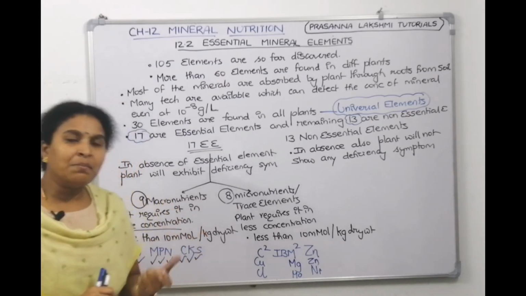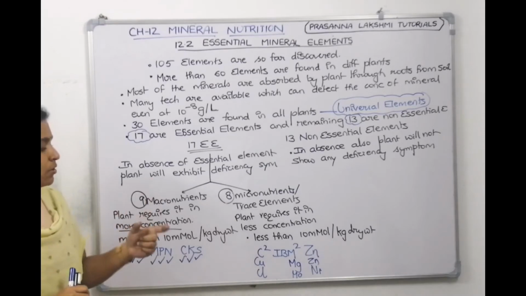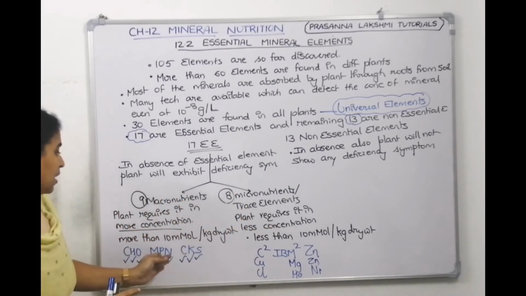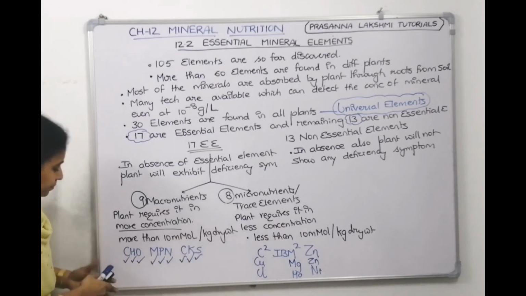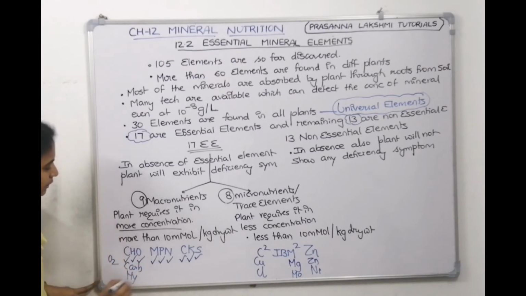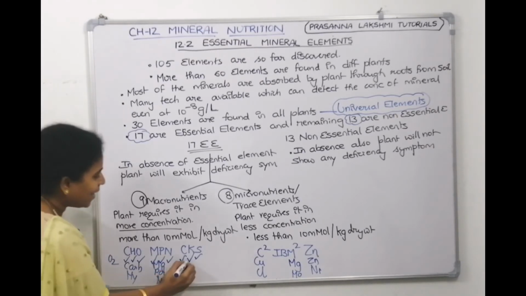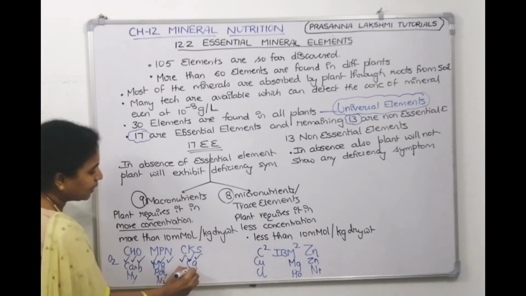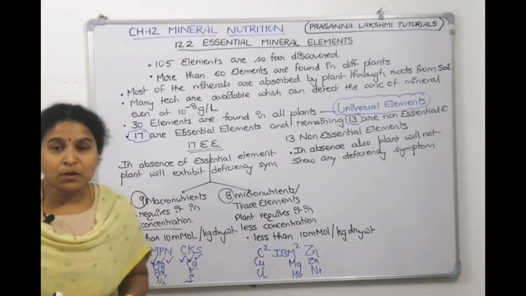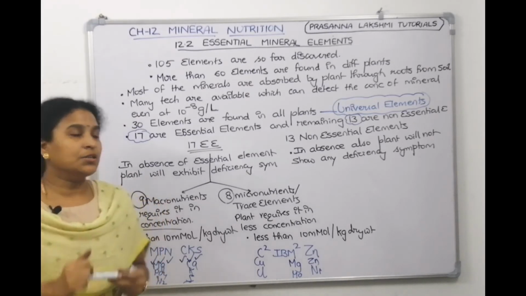What are the 9 macronutrients? I divide them into 3, 3 and 3. CHO, MPN, CKS, right? CHO: C for carbon, H for hydrogen, O for oxygen. M for magnesium, P for phosphorus, N for nitrogen, C for calcium, K for potassium, S for sulfur. These 9 are required by the plant in more concentrations.